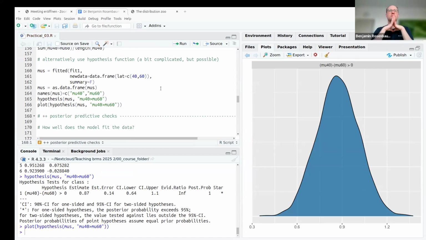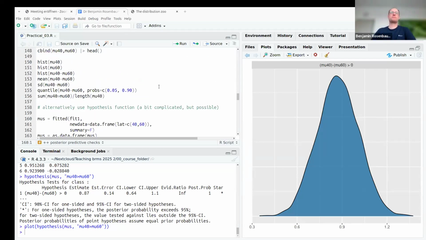And this, I think, is really helpful for many questions. Whenever you can translate your research question into something you can derive from the data, for instance, a difference in predictions or whatever, you can just calculate them, keeping in mind that everything is a distribution, and then use this distribution to assign probabilities to statements like: is the plant height at 40 larger than at 60?